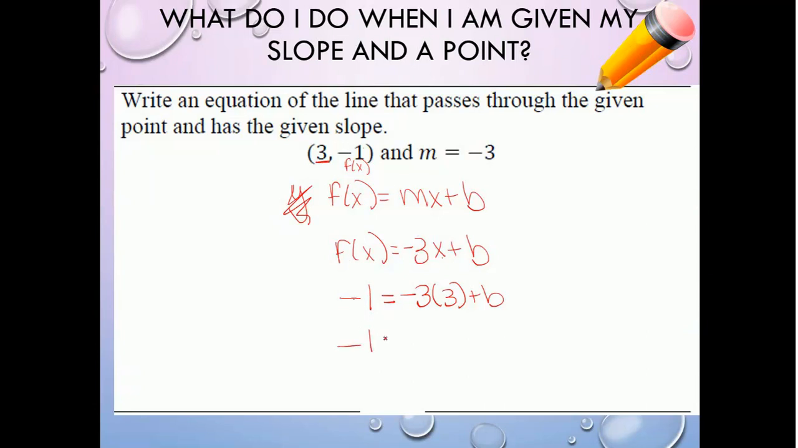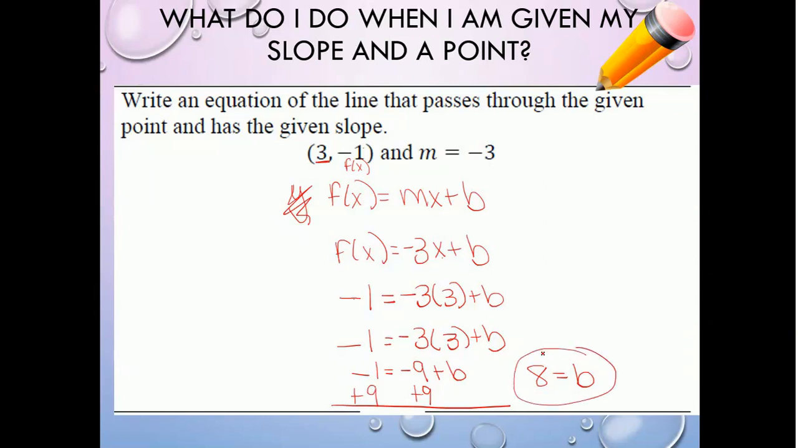Now what I can do is multiply. So I got -1 equals -9 plus b. Let's add 9 to both sides because I need b alone. I need to solve for b. Well, that's 8 equals b, right? Because -1 plus 9, that's 8. So now what I can do is take this b value I found and pop it up into here. So I'm going to get f of x equals negative 3x plus 8. Right there.